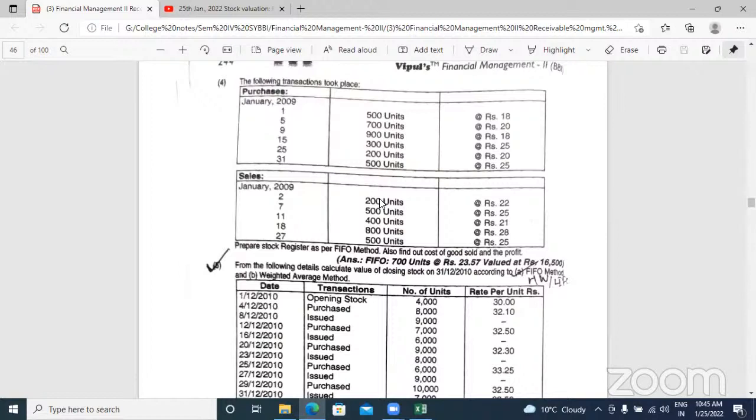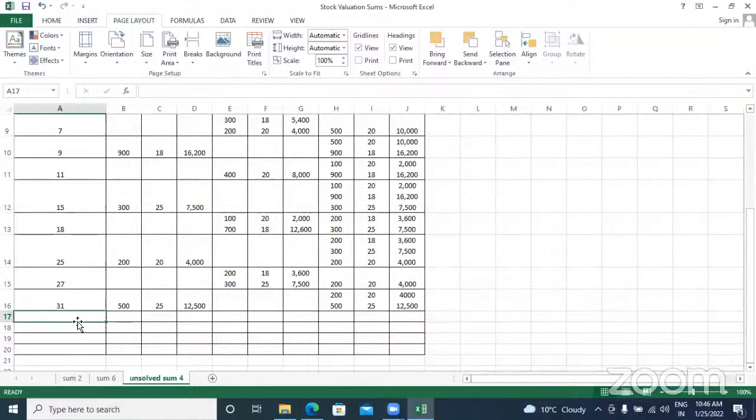Now, students, listen, this was the last transaction of the sum. But don't always presume that the sum is over. They will never tell you, but you have to calculate your closing stock by your own self. Even if they tell you, that's good, but even if they don't, you have to calculate the closing stock. You just have to close the sum here by showing closing stock.